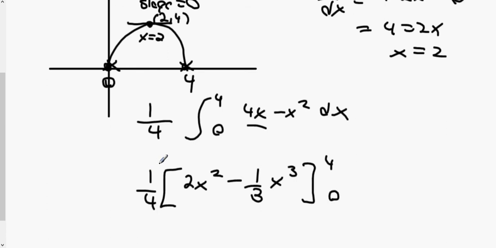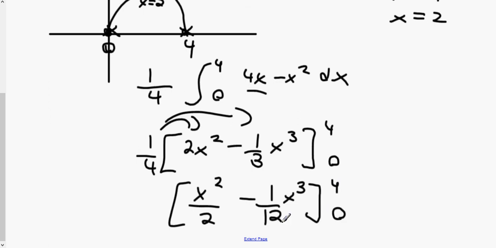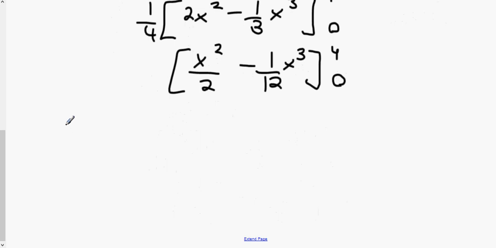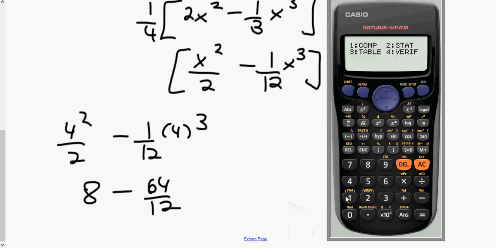I'm going to multiply in by this 1 over 4 now, just the way I like to do it. So I'm going to get x squared over 2. And then I'm going to get a quarter by a third is a 12th, x cubed from 0 to 4. The second limit is 0, so we don't have to worry about that. So we're going to get 4 squared over 2 minus 1 over 12 times 4 cubed. So that's going to be 16 divided by 2, which is 8, minus 64 over 12. So 8 minus 64 over 12.